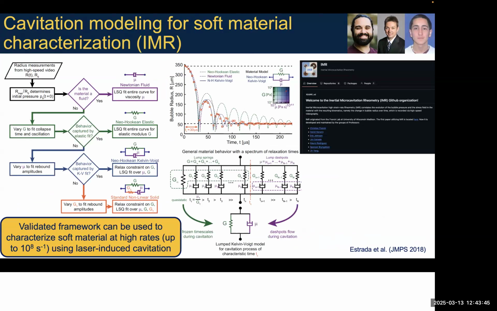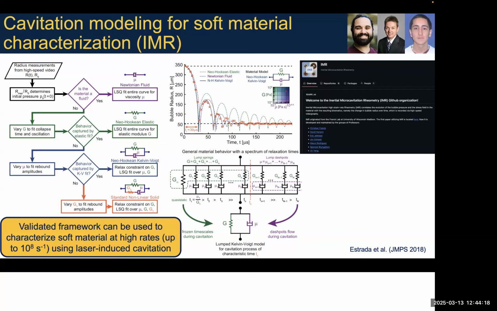It actually provides us with a strategy to characterize materials at these strains, at these strain rates. And so John Estrada, Christian, Frank from the experimental side, and then Carlos Bajaras from my group, we came together and developed a strategy to characterize soft materials at these very high rates that we term inertial microcavitation rheometry, or IMR. So there's an app that exists that you can use, and what you need in order to use this is some radius versus time data.